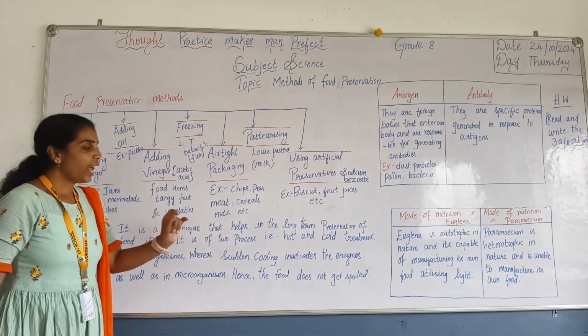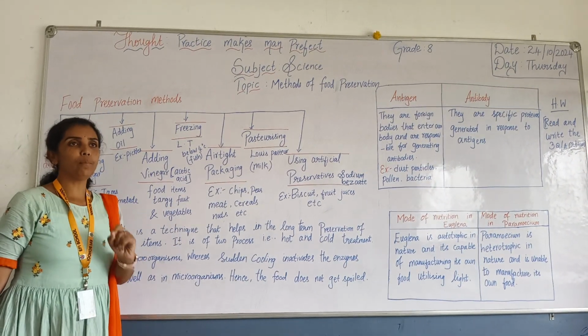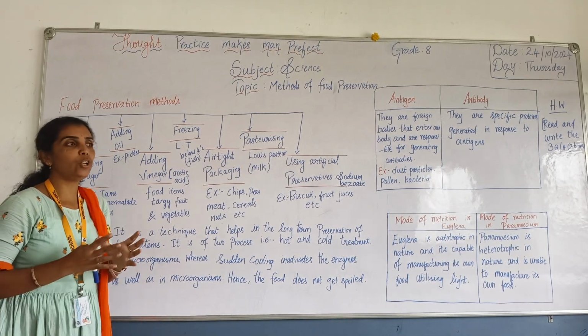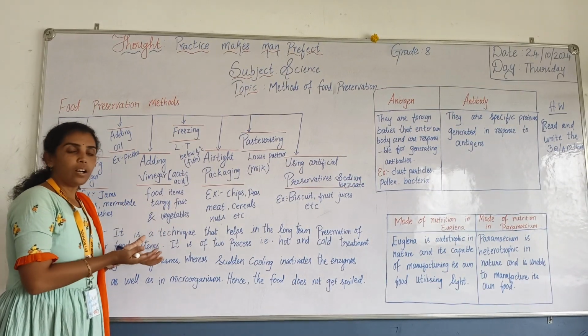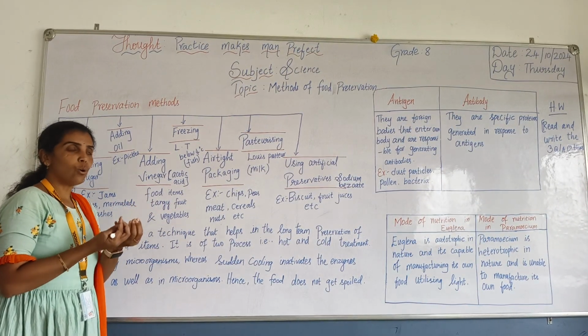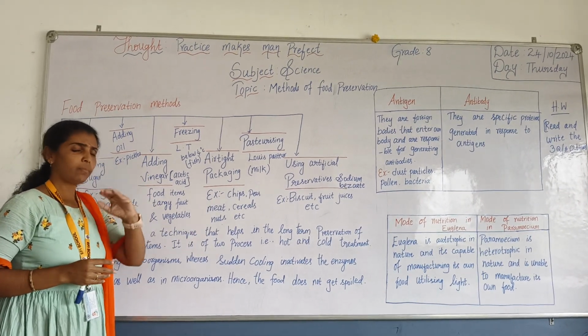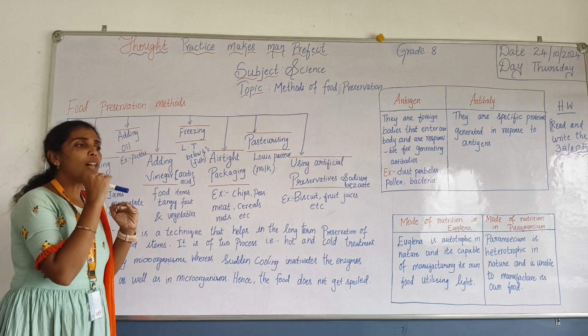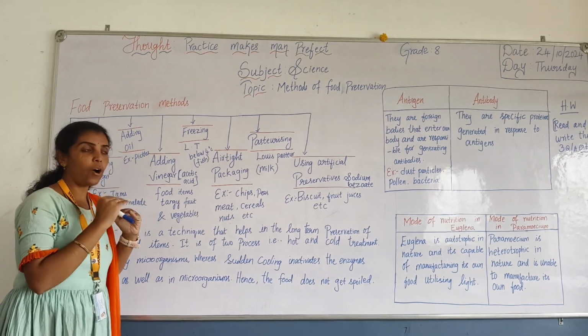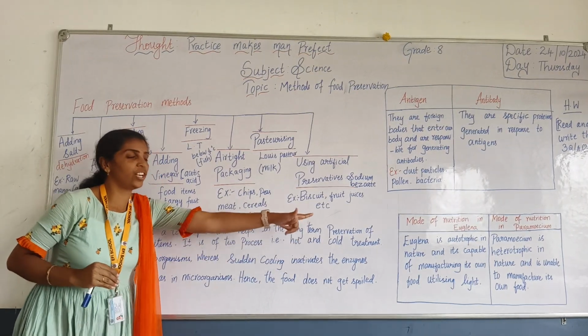You all know that everyone used to boil the milk. When you boil the milk for 10 to 15 minutes on a low flame on the gas, at that particular temperature, what happens? All the bacteria will die. All the bacteria will die in the heat treatment.